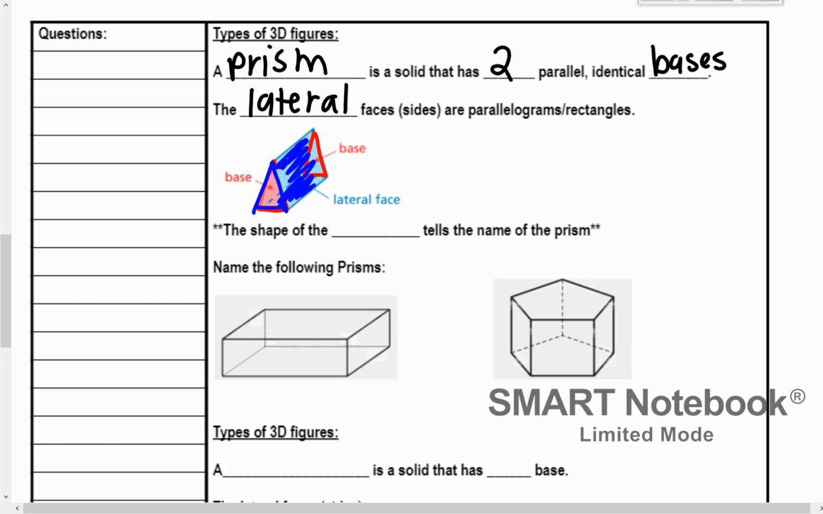Okay. Now here is where it's super important to know this. The shape of the base tells the name of the prism. Okay, so the shape of this base is a triangle. So this would be a triangular prism.